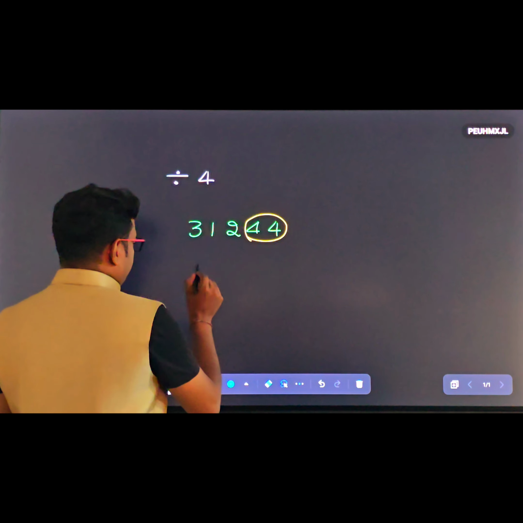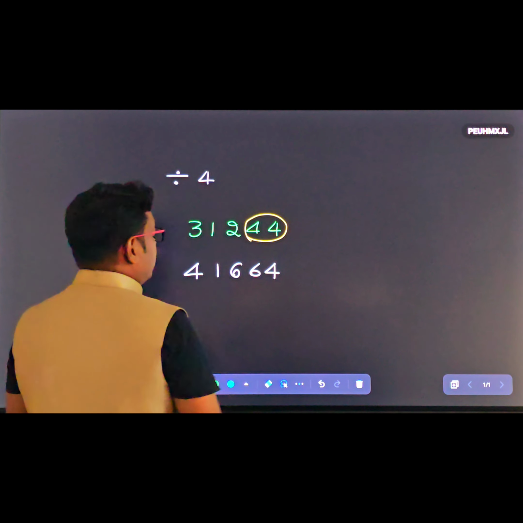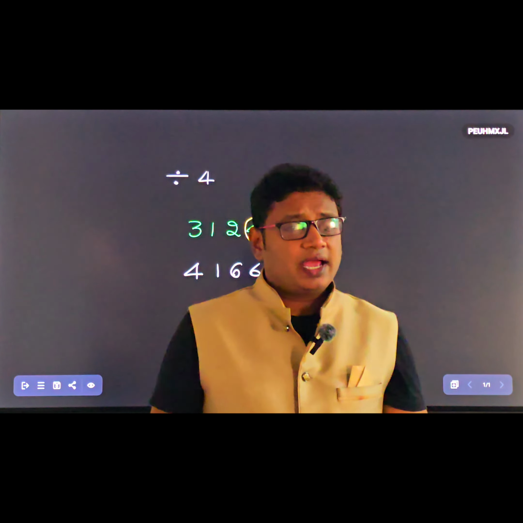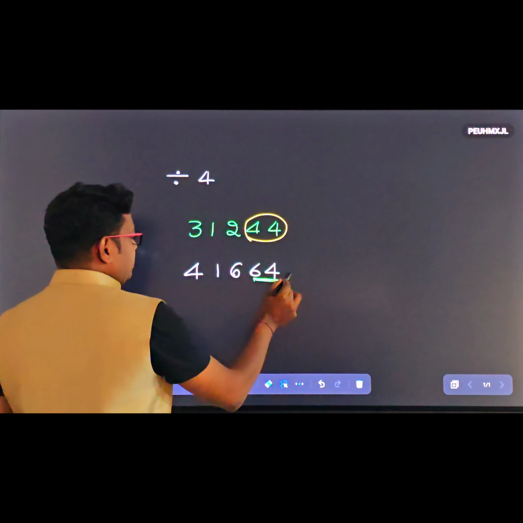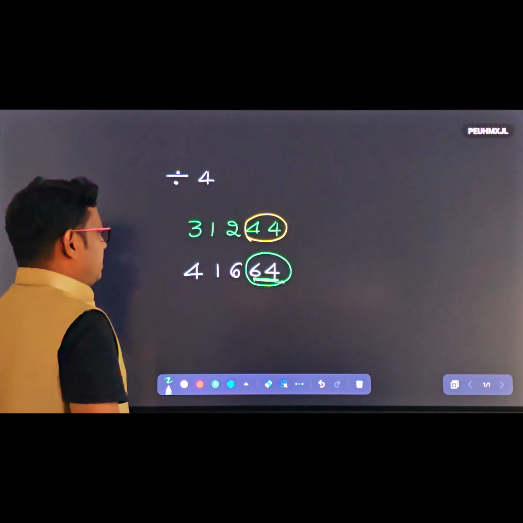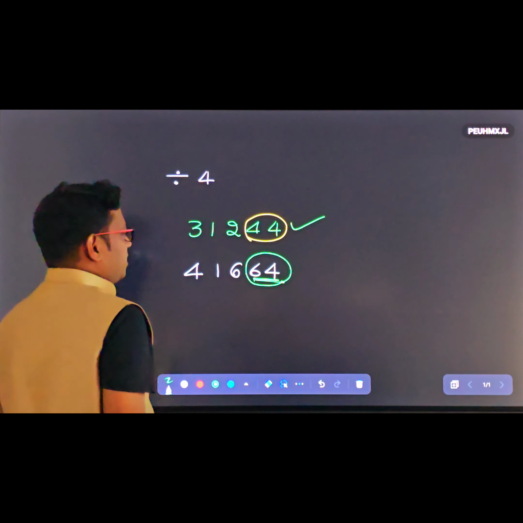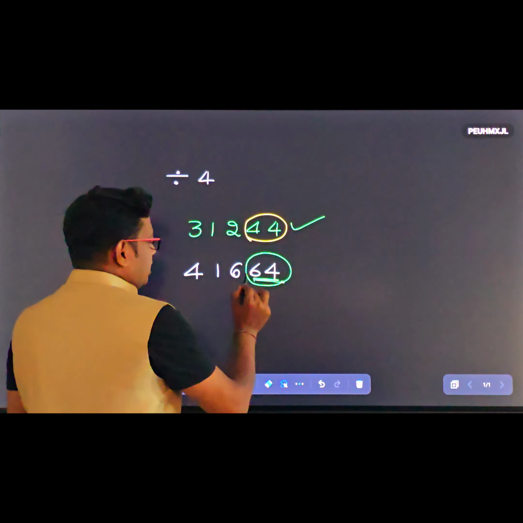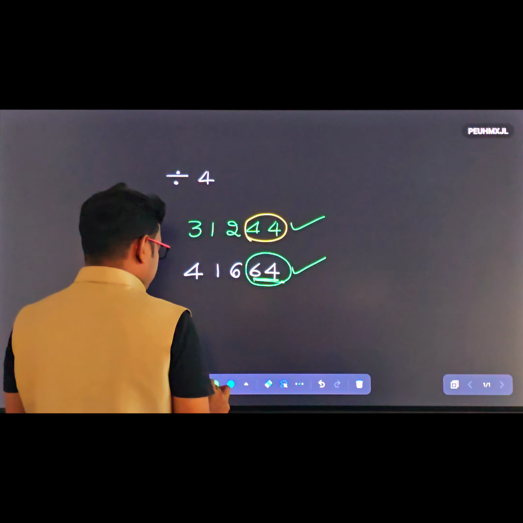So let me take one more example. 41664. Now you need not divide the entire number to tell whether the number is divisible by 4. If you check the last two digits, if the last two digits are divisible by 4, then the entire number is divisible by 4. In this case, the last two digits are divisible by 4, hence the entire number is divisible by 4.